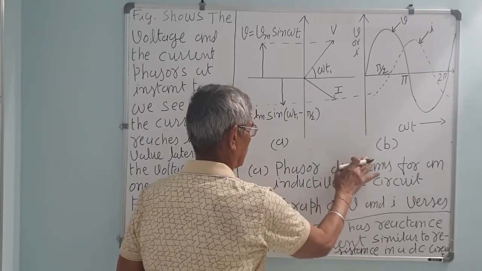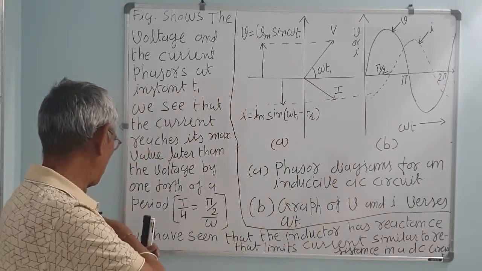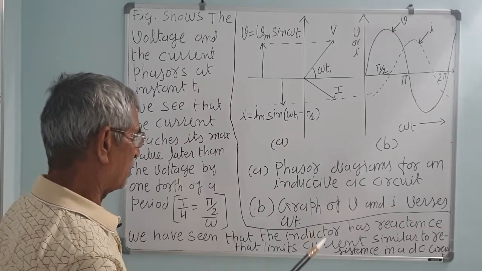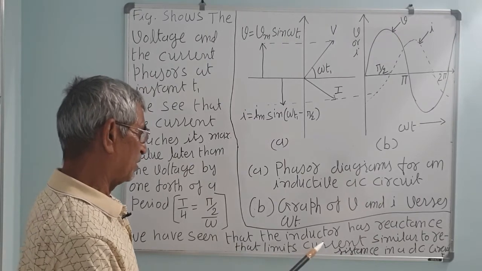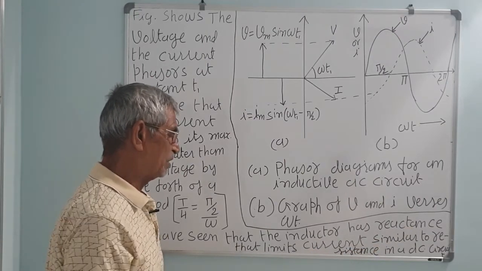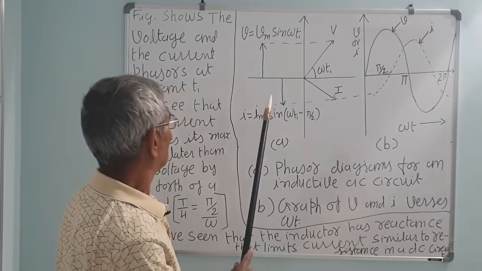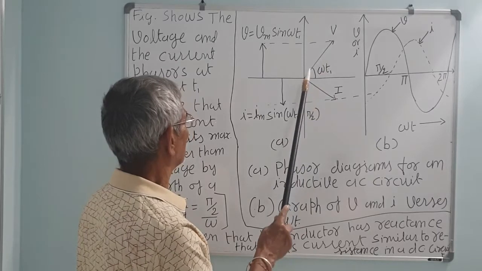Theta is angular displacement measured in radians, that is pi radian, pi by 2 radian. So we have seen that the inductor has a reactance that limits the current, similar to the resistance in a DC circuit. These are the phasor diagrams. You can see the voltage is leading in phase by pi by 2.